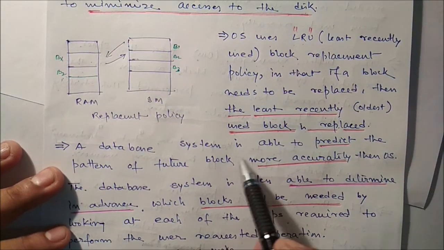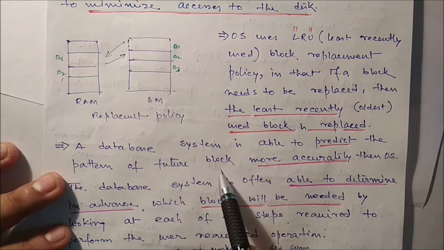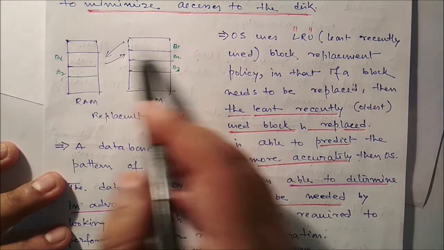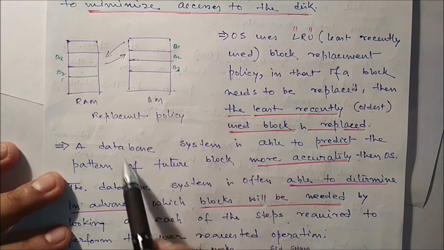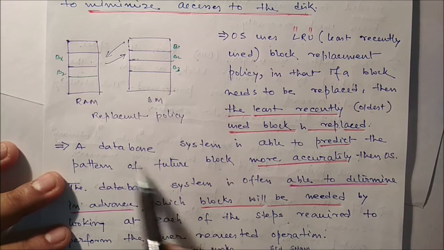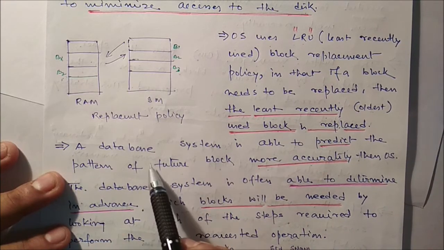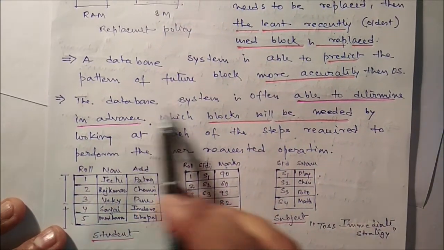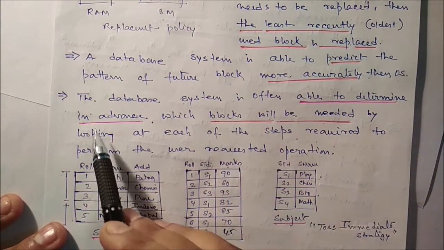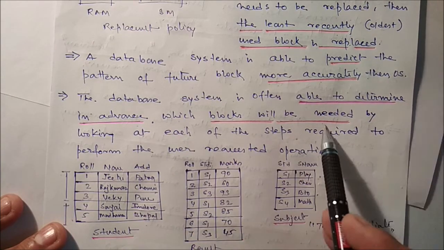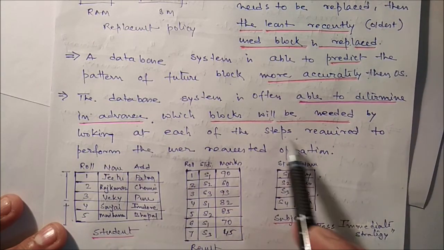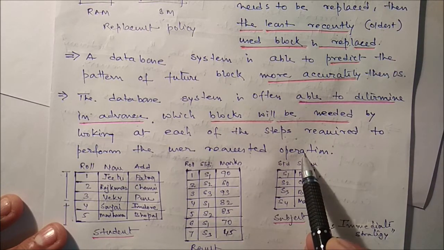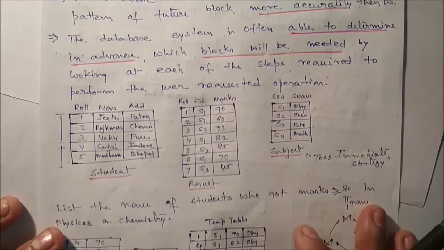Our database system is able to predict the pattern of future block references more accurately than the operating system. Because the operating system has a fixed pattern, but the database system has much more information. How? You can see here: the database system is often able to determine in advance which blocks will be needed by looking at each of the steps required to perform the user's requested operation.